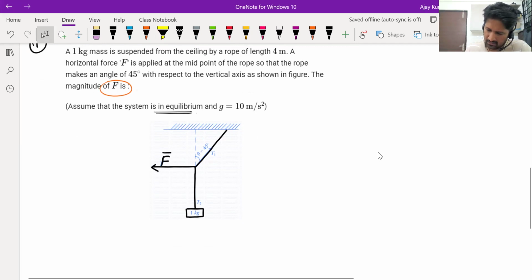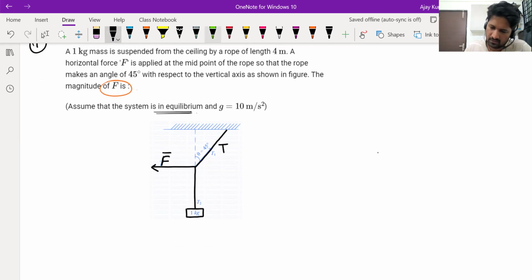Just a moment. Let's call the tension as T itself. Then how will you express its horizontal component? T sin theta, T sin 45. That is T by root 2. Sin 45 is 1 by root 2, so T by root 2.